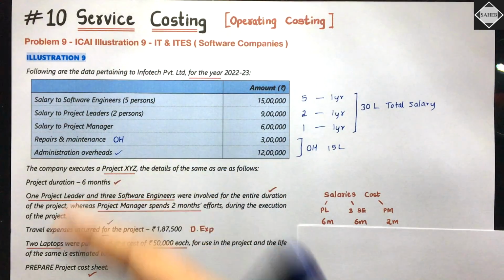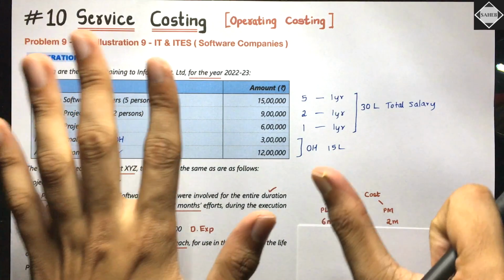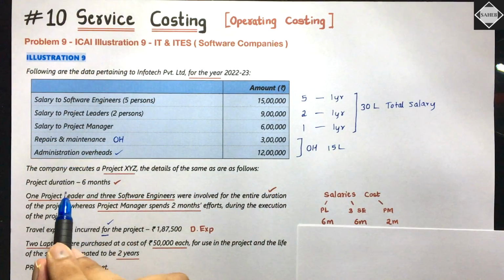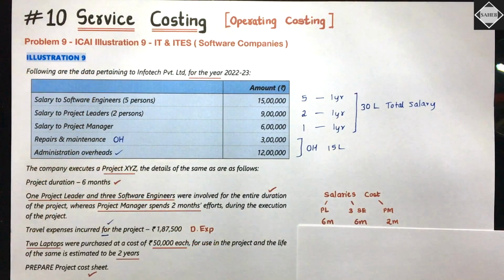On this particular project, only 6 months it will be used. Isn't it? That's the duration of the project. No, only 6 months it will be used. They are saying 2 years is the life. Is that clear? So what you have to do, you have to charge the proportionate depreciation. Yeah, you have to calculate the depreciation. How will you calculate the depreciation?